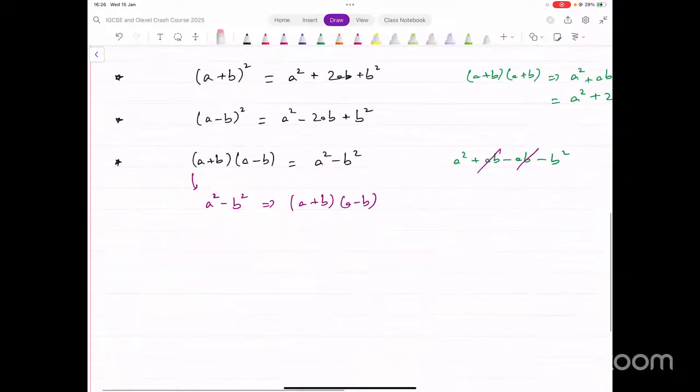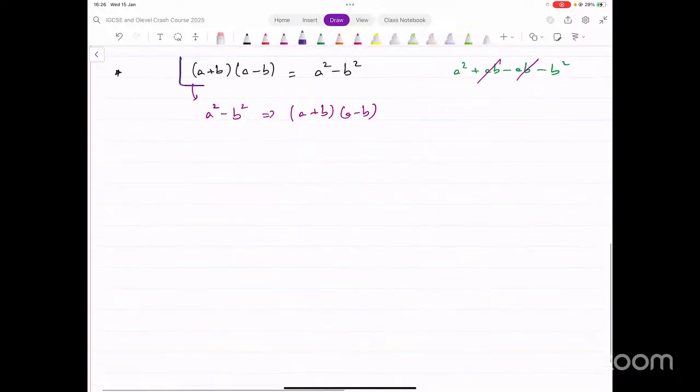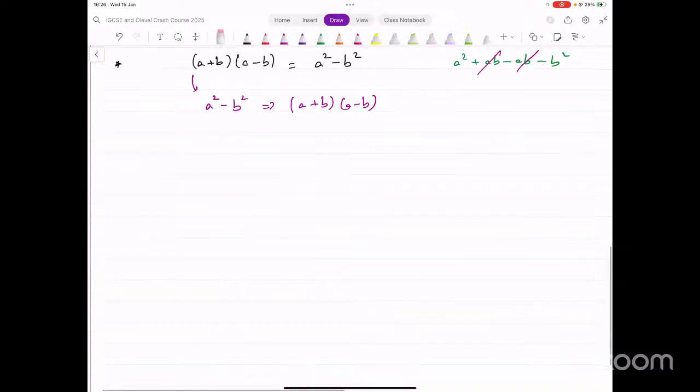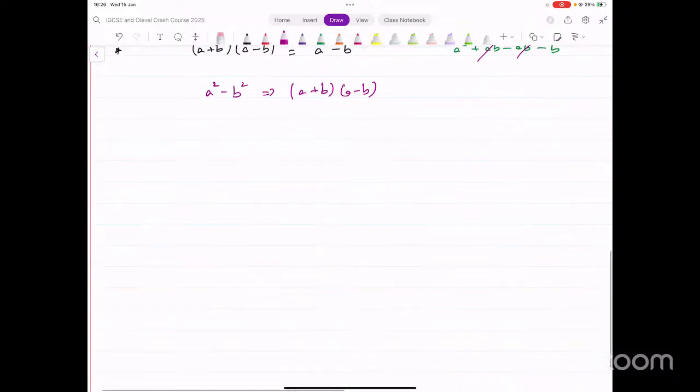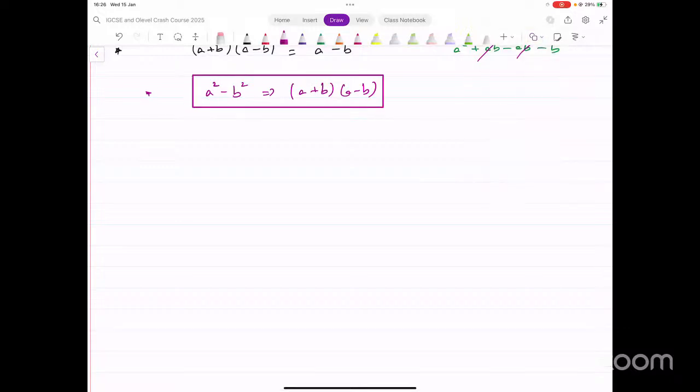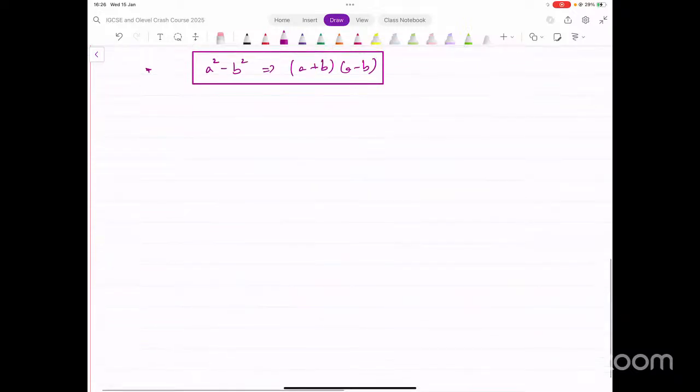So this last algebraic identity is actually used a lot whenever we have expressions that can be thought of as a squared minus b squared form, because then you can write them in a plus b into a minus b form. And that's the factorized form. Now this is used a lot when we are factorizing things as well. Now keep this in mind. And let's look at a few examples where you will see this being applied now.